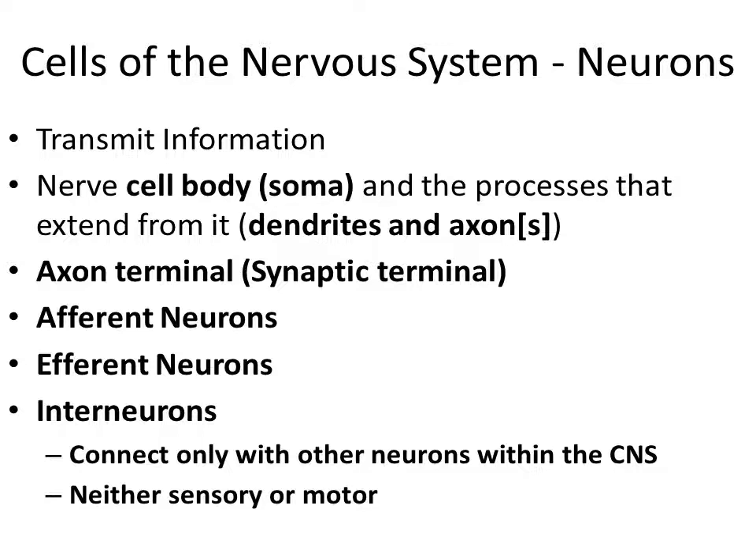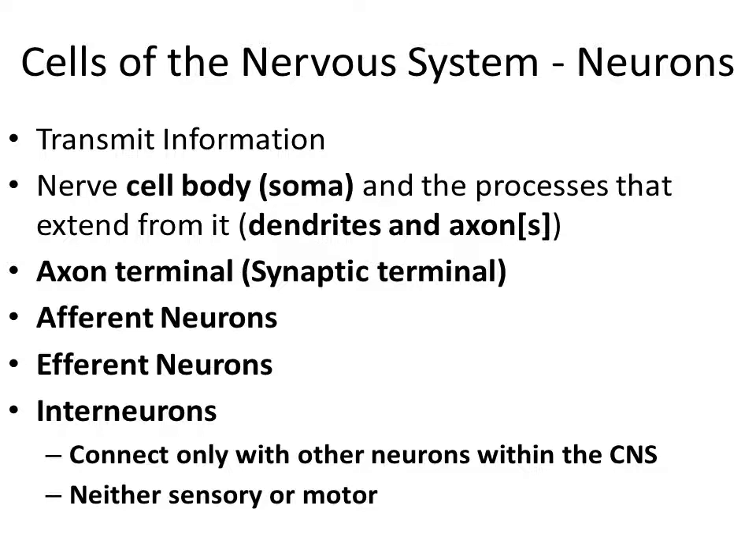We have afferent neurons in our peripheral nervous system and efferent neurons. Afferent neurons carry information to the central nervous system from the periphery. Efferent neurons take information from the central nervous system and transmit it to the periphery. So our afferent neurons are going to bring sensation into the central nervous system. Our efferent neurons are our motor neurons that are taking motor information out to the muscles.